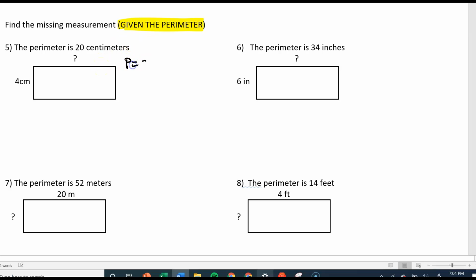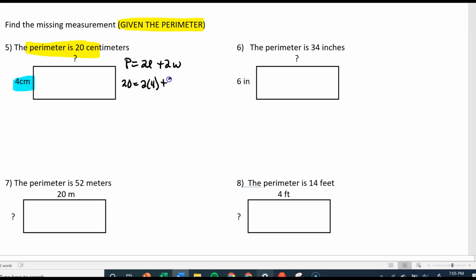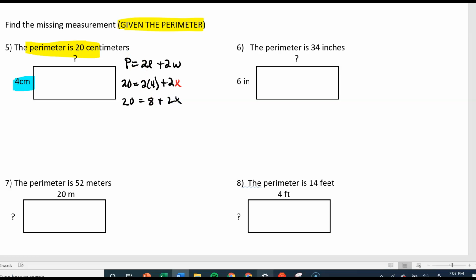A rectangle always has 2 lengths that are the same and 2 widths that are the same. Now, if I give you the perimeter, you know what P is. And if I give you one of the sides, you can call that L, you can call that width. It really doesn't matter, right? So 20 is equal to 2 times 4 plus 2 times, I don't know, the question mark. We'll call that X.